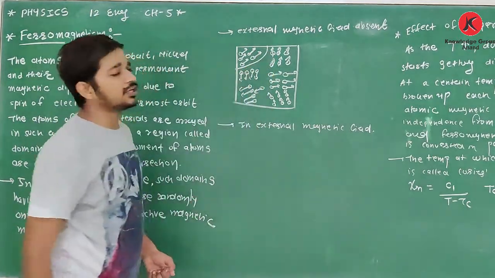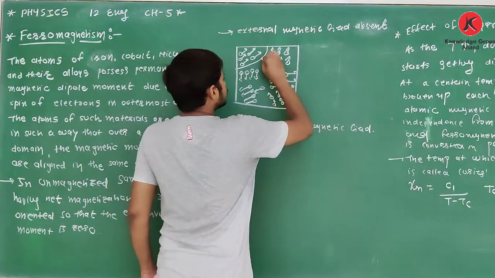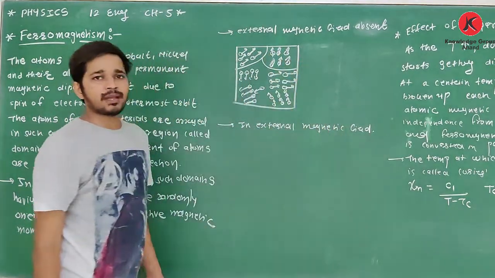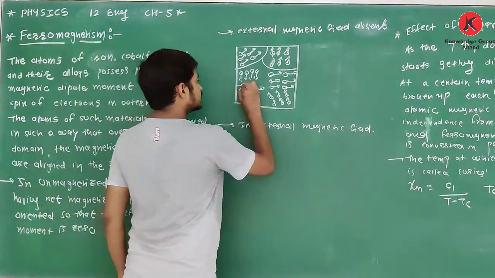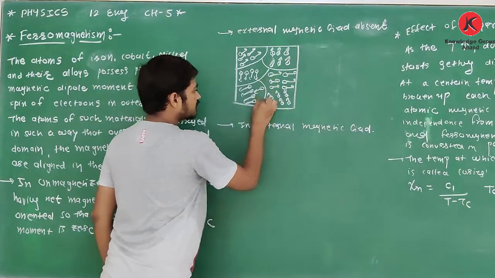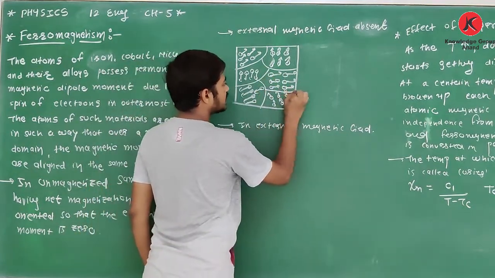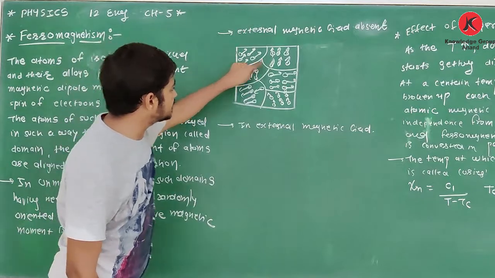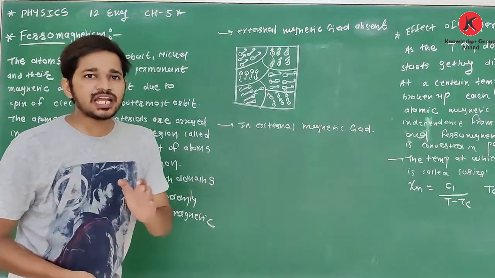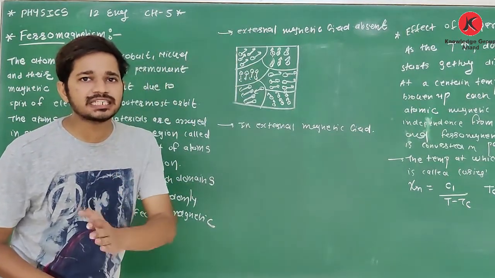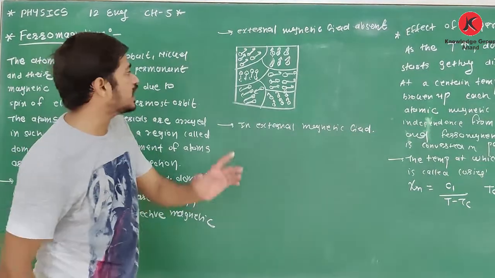It is called one region. Again, in this region the atoms have the same magnetic moment in the same direction. In this region, same direction. In this region, same direction. So these regions in which each and every atom has the same direction of magnetic moment are called domains.